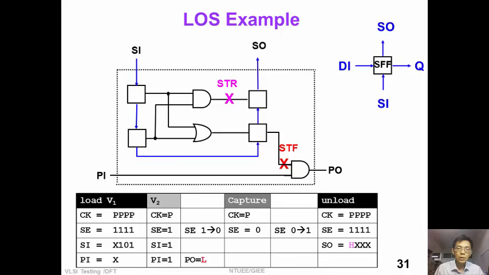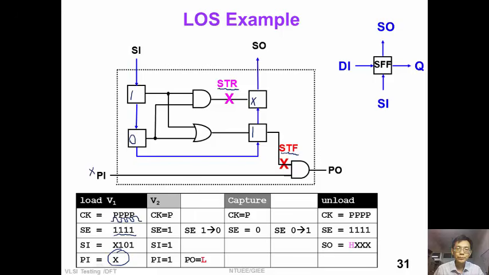For the same circuit with 4 flip-flops, we now consider one slow-to-fall fault in red color and one slow-to-rise fault in pink color. Suppose we pulse 4 clocks to load vector 1. At this time, scan enable is tied to 1. So we now shift in X, 1, 0, 1 into our scan chain. And the primary input is don't care initially.